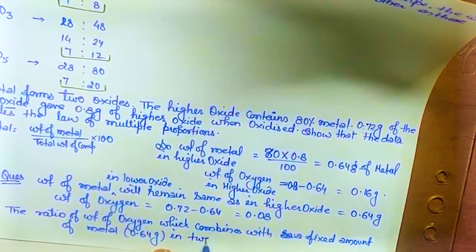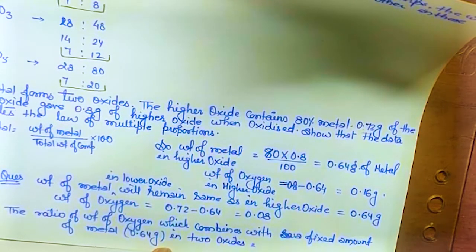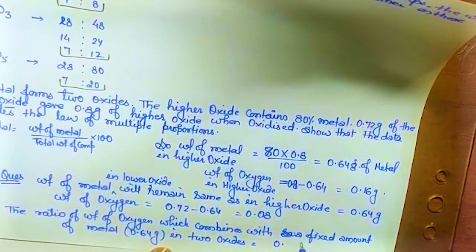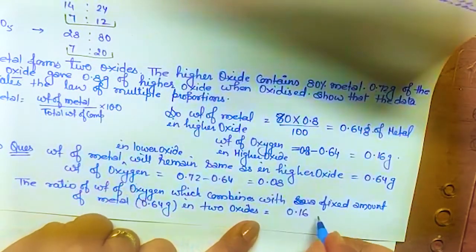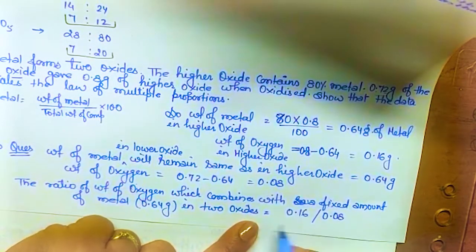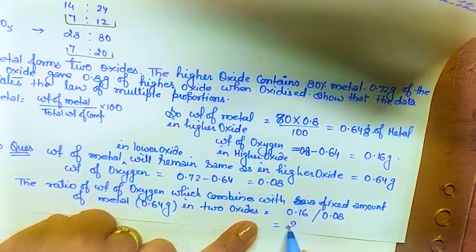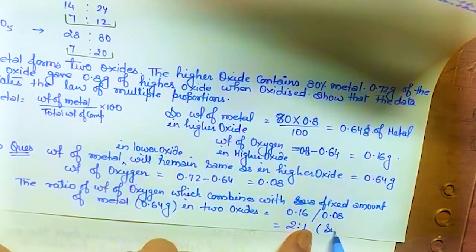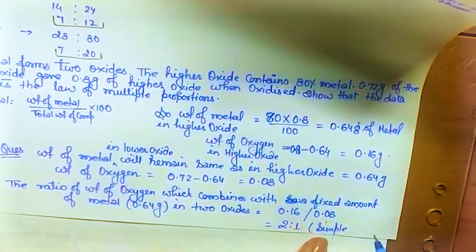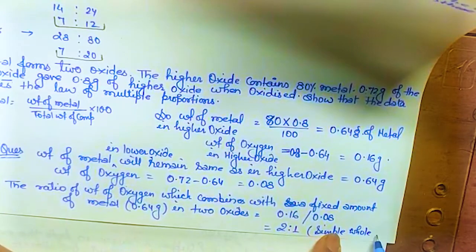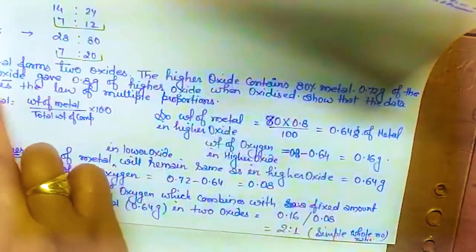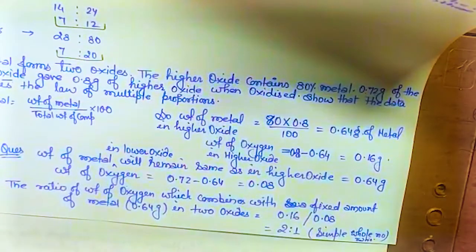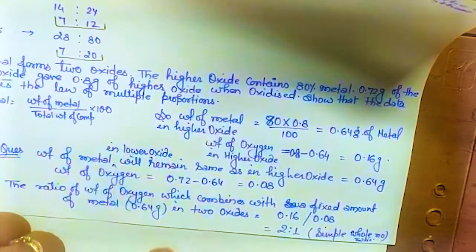In two oxides. So in the higher oxide, what is it? 0.16. Yes, 0.16, and in lower oxide it is 0.08. So what is the ratio? Find the ratio. It is 2:1. So a simple whole number ratio. So that proves what? It is illustrating the law of multiple proportion. Got it? I hope it is clear. If there is any doubt, you can ask about this way of solving.